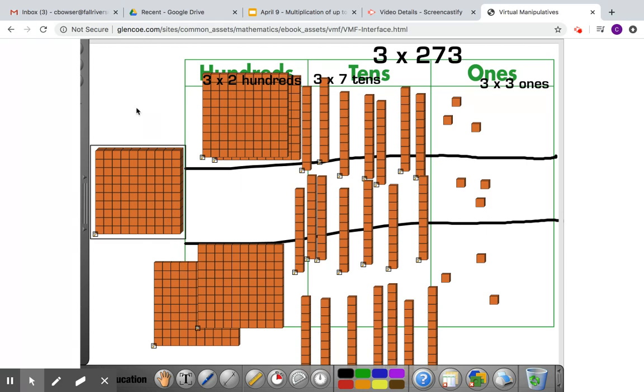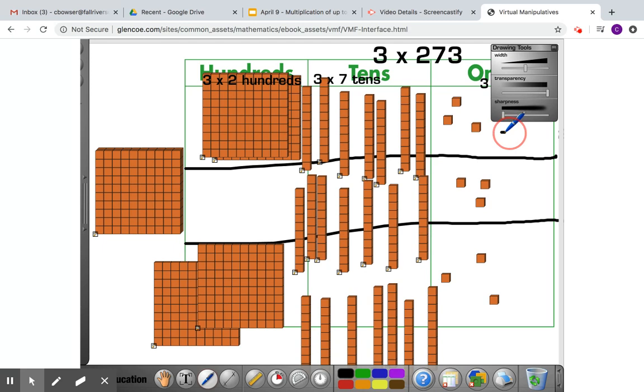So we did this first row is 2 hundreds, 7 tens, and 3 ones. So we know that equals 273 because that's the number we're multiplying. I'll write that here. So 273 is all of this together. All of this row together is 273. Pardon the messiness. And then our last group we also represented 273. So we represented 273 3 times because we're multiplying 3 times 273.